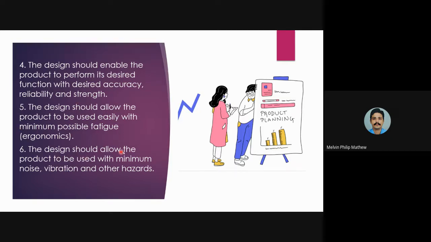Then the next objective should be to allow the product to be used with minimum noise, vibration, and other hazards. If you have a particular instrument and it keeps making unwanted noise and vibrations, it will normally irritate a consumer. So to avoid that, it should always have minimum noise and vibration. If it is not there at all, it is a better product, and it will not produce any hazards. Some unavoidable cases are such as trimmers, or hairdressing instruments. We are using such an instrument, but still its noise is kept to a minimum so as not to irritate the consumer and also the barber. For that purpose, the noise and vibration are kept at a minimum.